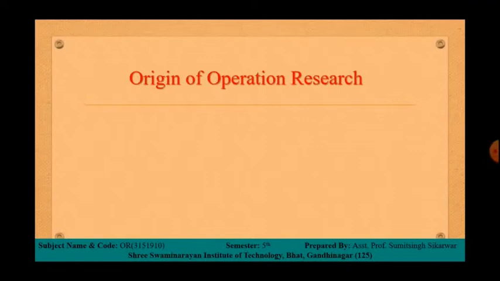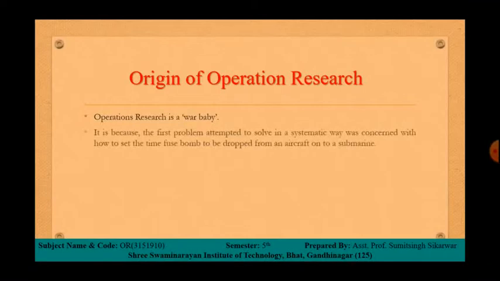Operations Research is a war baby. So why is it a war baby? It is because the first problem attempted to be solved in a systematic way was concerned with how to set the time fuse of a bomb to be dropped from an aircraft onto a submarine. In fact, the main origin of Operations Research was during the Second World War.